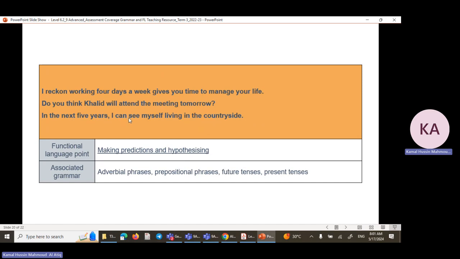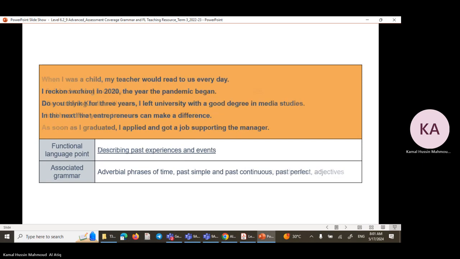Although we have "can", some students will say, okay, after "can" we need to add infinitive, but because it's "I can see myself", an adverbial phrase, I have to add -ing. It has to do with making predictions and hypothesizing about something.